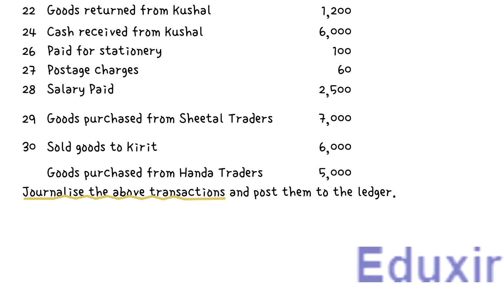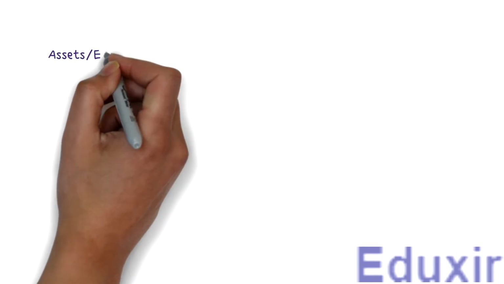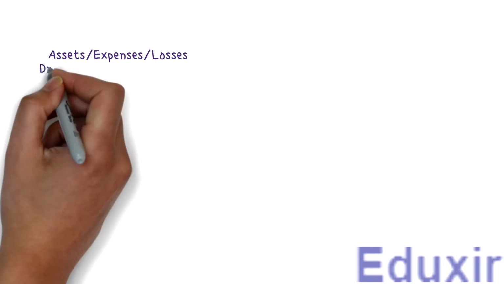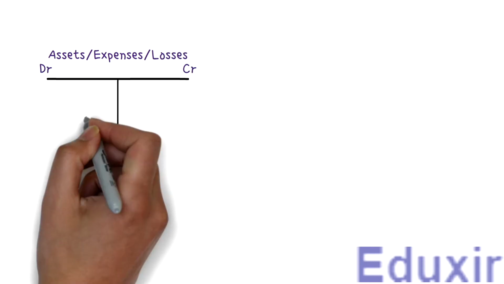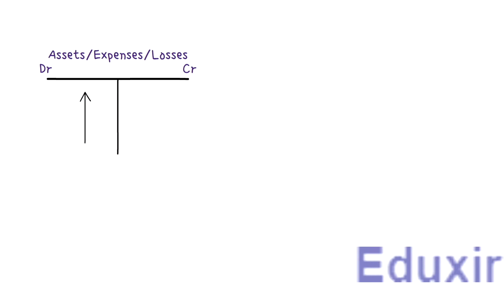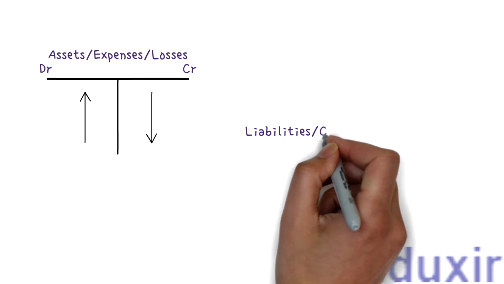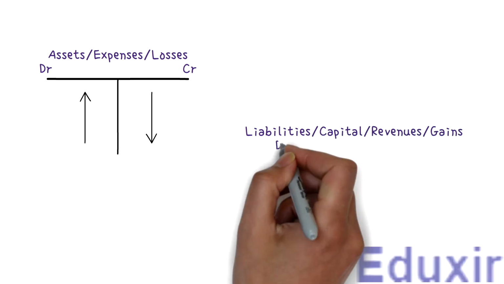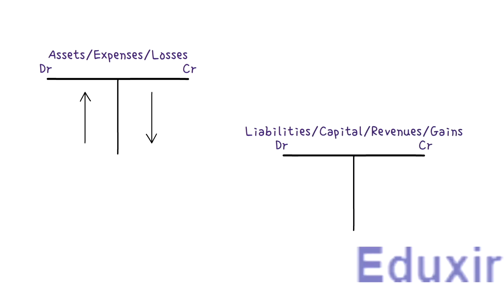Before we proceed with the analysis of these transactions, let us first recap the rules used for generalizing these transactions. In case of assets or expenses or losses, any increase in any of these should be debited and any decrease should be credited. Whereas in case of liabilities or capital or revenues or gains, any increase in any of these should be credited and any decrease should be debited. With this information at our disposal, let us proceed with the analysis of these transactions one by one.